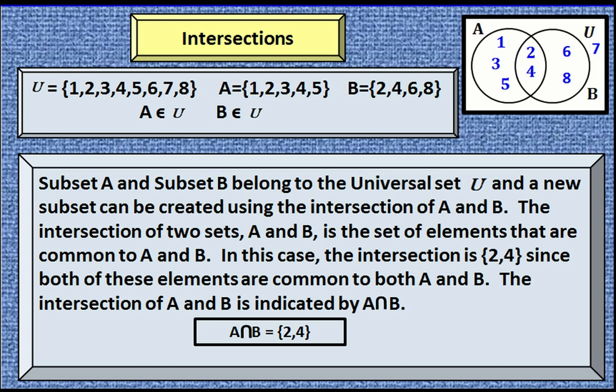Subset A and subset B belong to the universal set U, and a new subset can be created using the intersection of A and B. The intersection of two sets, A and B, is a set of elements that are common to A and B. In this case, the intersection is the elements 2 and 4, since both of these elements are common to both A and B. The intersection of A and B is indicated by A intersect B.